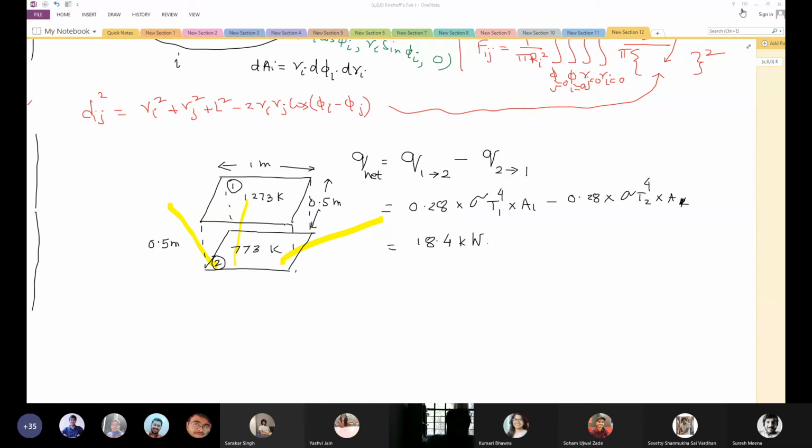Now we learned how to use the summation rule and the reciprocity rule for view factors to get view factor values, because view factors between all pairs of planes may not be available, and that's not needed. So you have certain other relations which can be used. To demonstrate that, we solve problem number 4 from our tutorial.